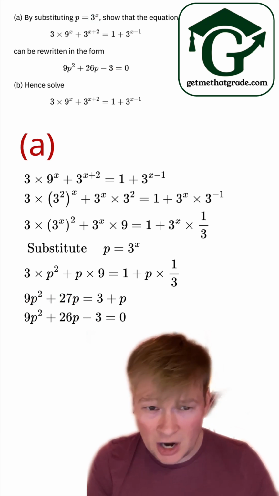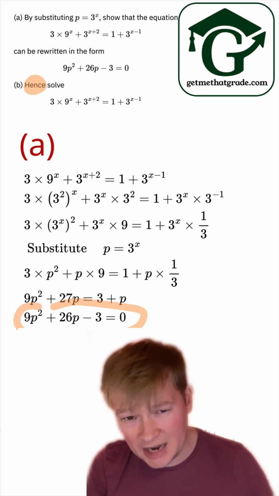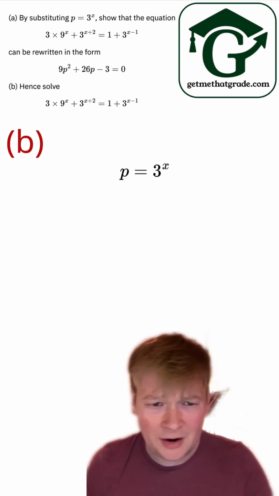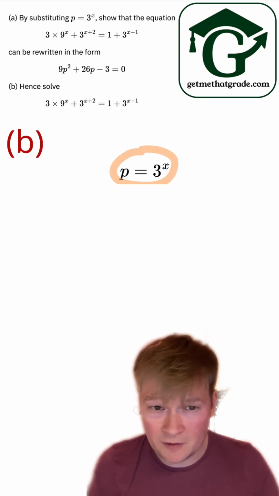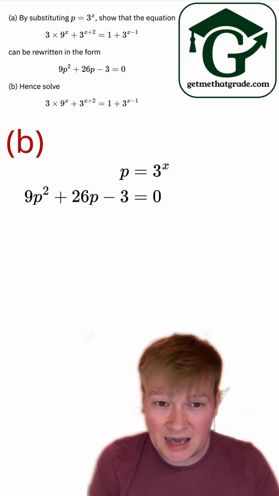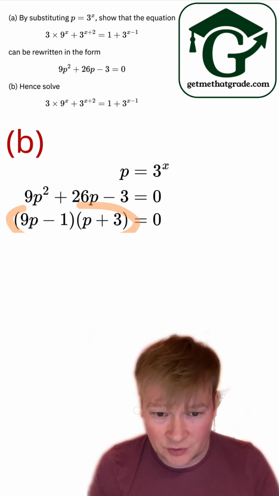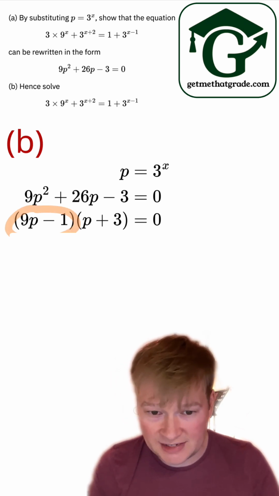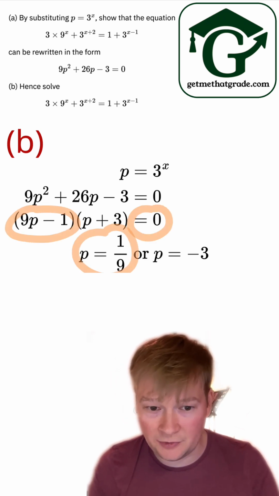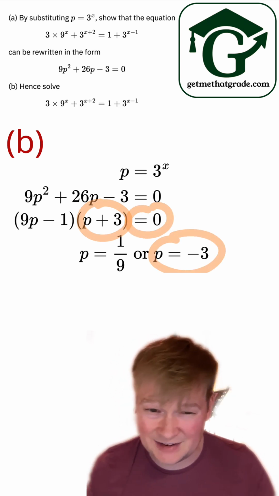Part B starts with this word hence. That's really important. It means we're going to use what we've just found to help us to answer this question. How does part B work then? Well, we knew that if p was 3 to the power of x, then this equation became this equation, which we can actually solve. We can factorize it first of all. And then we can notice that we can solve this equals 0 to get p equals 1/9. And we can solve this equals 0 to get p equals -3.